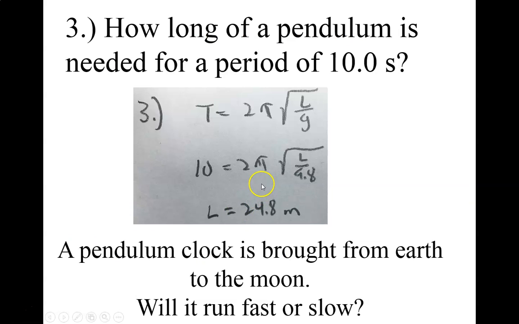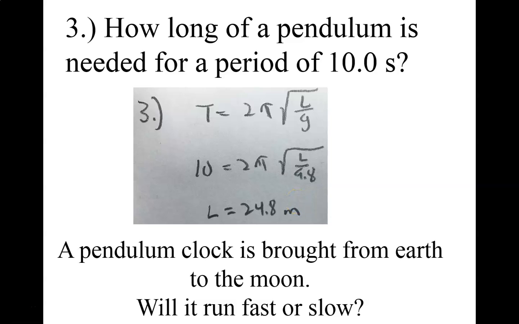So how long of a pendulum would you need for a period of 10 seconds? Well, the equation is T equals 2 pi root of L over g. So plugging in 10 for the period, and then 9.8 for gravity, because we're assuming that we're on Earth, we're going to need a pendulum that's almost 25 meters long, so about 75 feet. So we would need a very, very long pendulum for a period of that time frame.